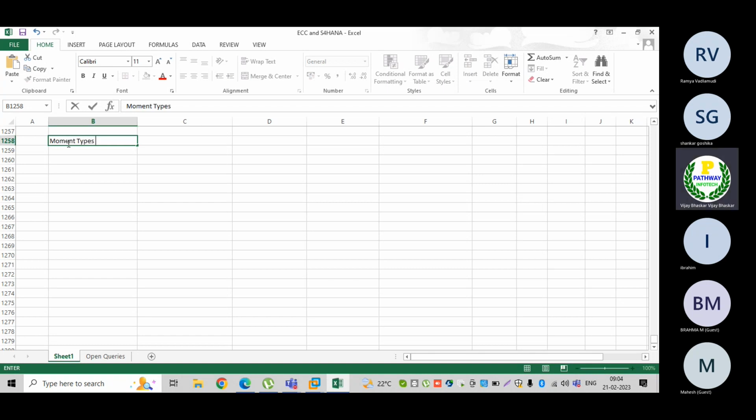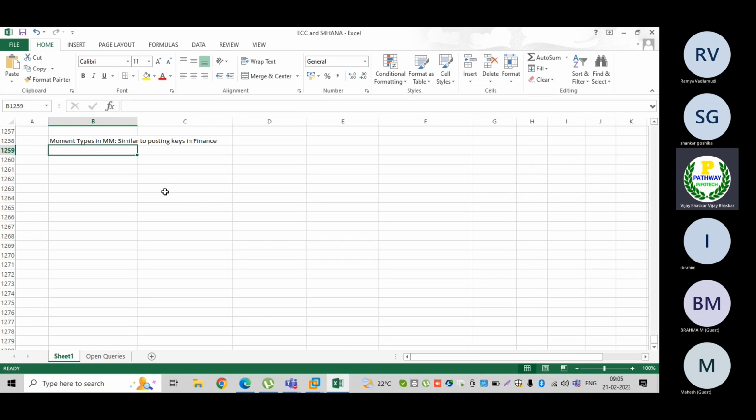Now, what is meant by movement types? Similar to posting keys in finance. Now, what are the movement types?